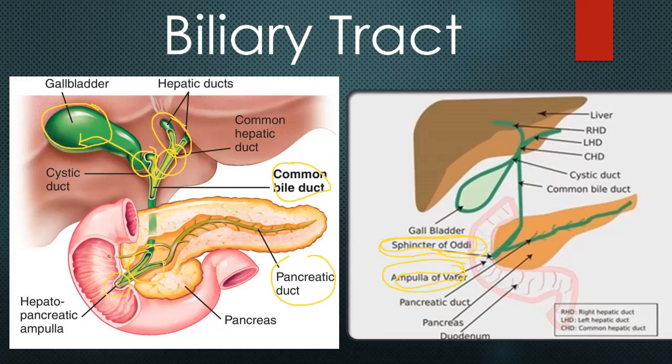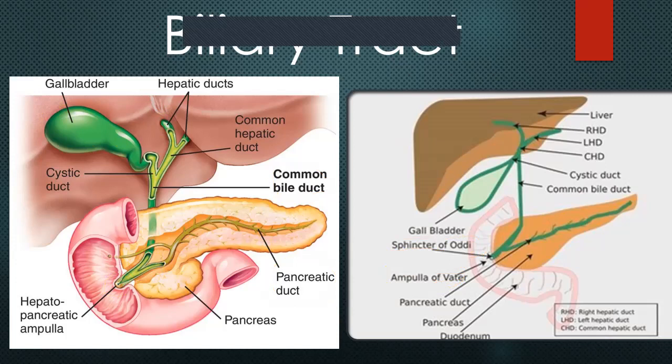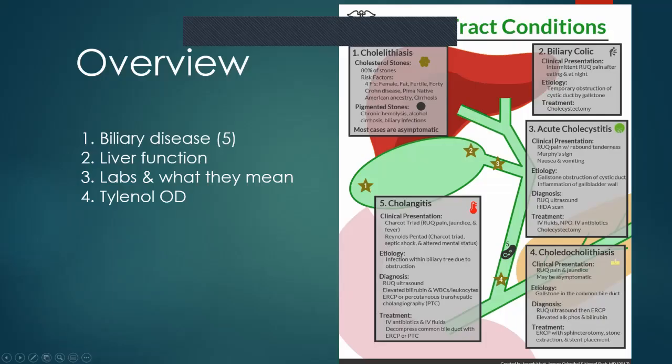The important part is understanding how all of these structures work together, because there are different blockages that can cause different problems in the biliary system. So let's move on and talk about them. There are 5 main biliary diseases, and this is an overview, so don't panic yet.